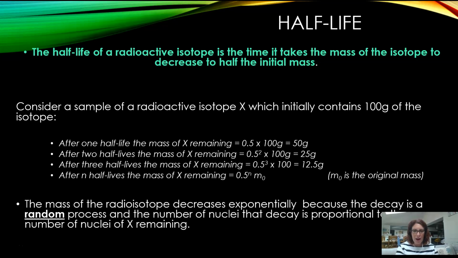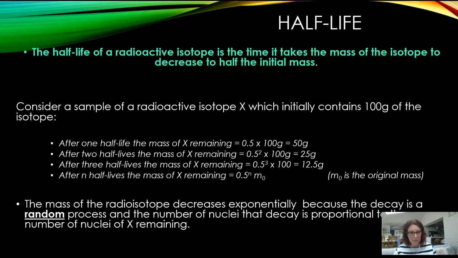So it's a random process, and the number of nuclei that decay is proportional, and it's only proportional to the number of nuclei remaining. So it cannot be affected by heat, or any chemical reaction that's going on, okay? The only thing that determines the rate of decay is how many of that original nuclei are still present.